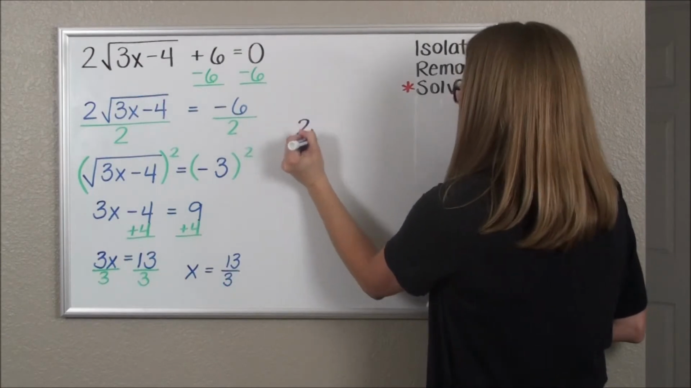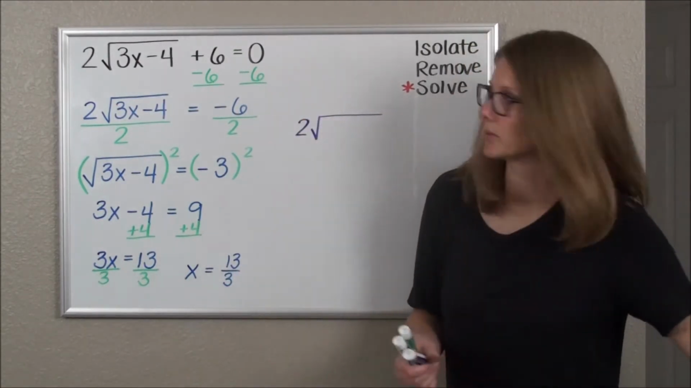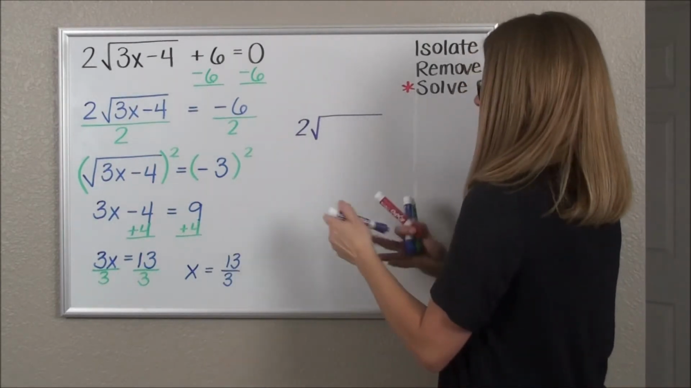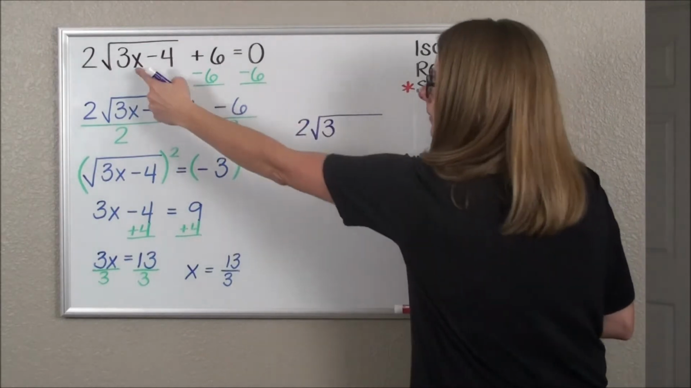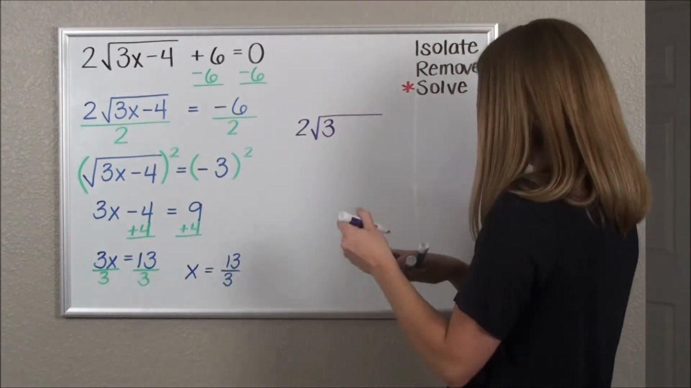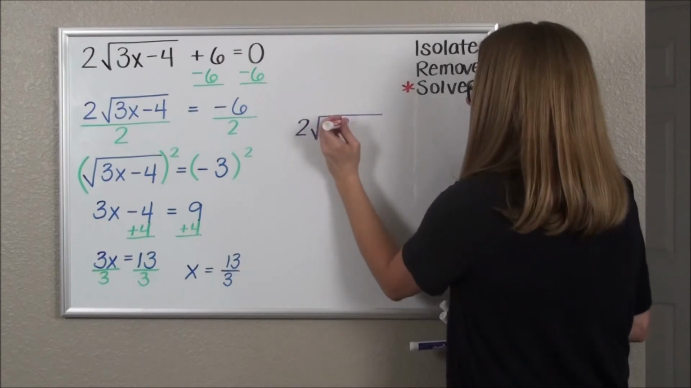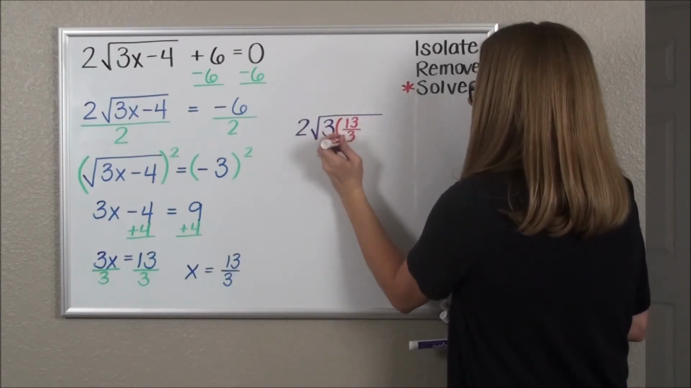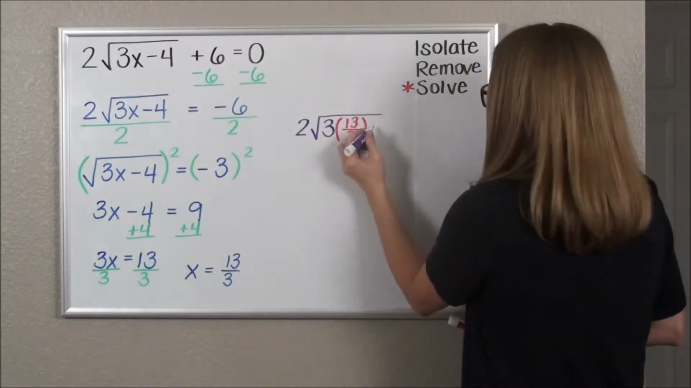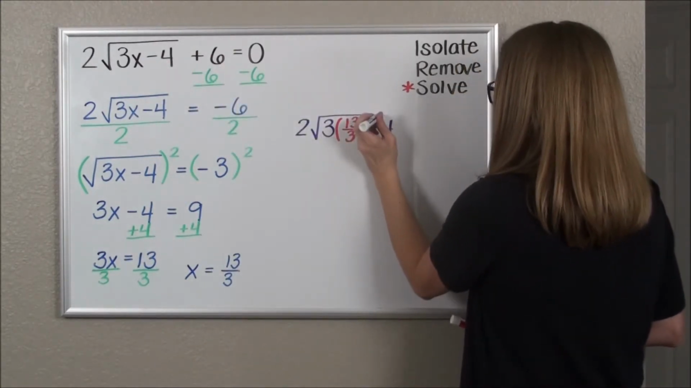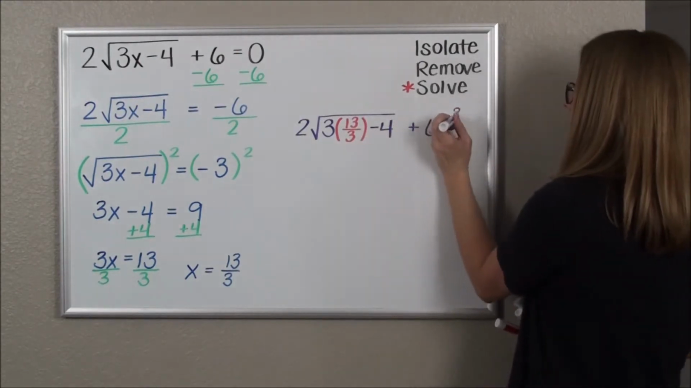So I'm going to start with the original. And this is a longer one, so I have a feeling I'm going to run out of room, so I'm going to try and save some space here. I will copy the original, but where there's an x in the original, I'm going to put 13/3 here. Everything else after the x will just be copied. So we'll still have the minus 4 as part of the root, and then plus 6. And we want to know, does this actually equal 0?